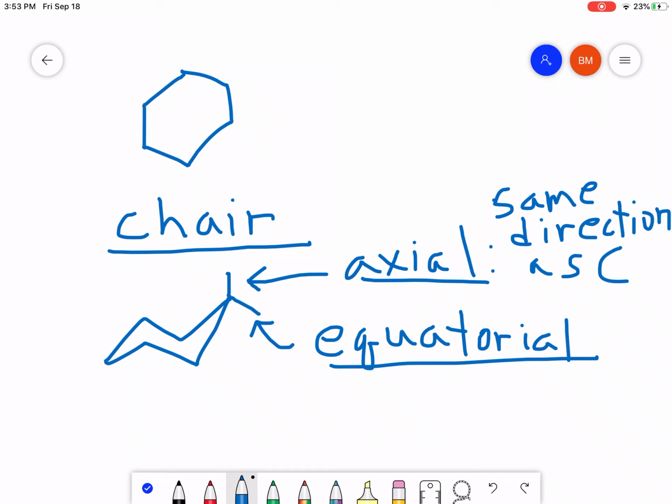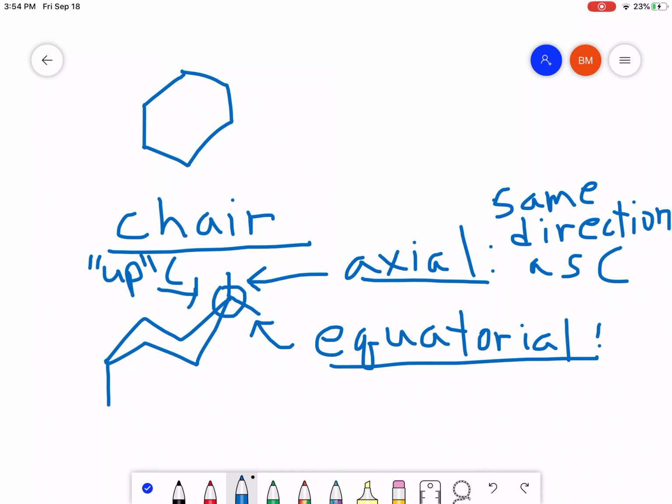If we look at this carbon right over here, you see it's on a corner of the ring, and it's sort of going up. The corner carbon is pointed up. This is called an up carbon. So if you have an axial bond on an up carbon, the axial bond points straight up. If you had a down carbon, such as this one, the axial bond goes straight down.